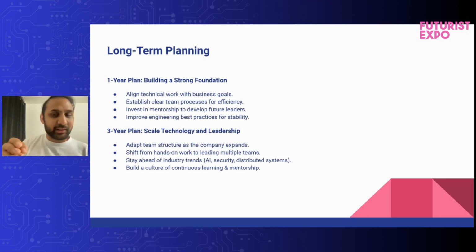They make sure they are investing in people growth as well, like learning new technologies and technology talks within the team, so that people are learning from that. And they also invest in mentorship.